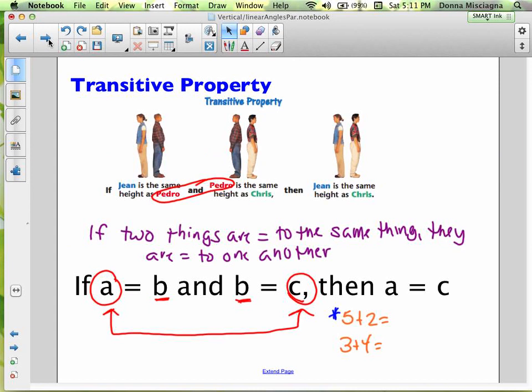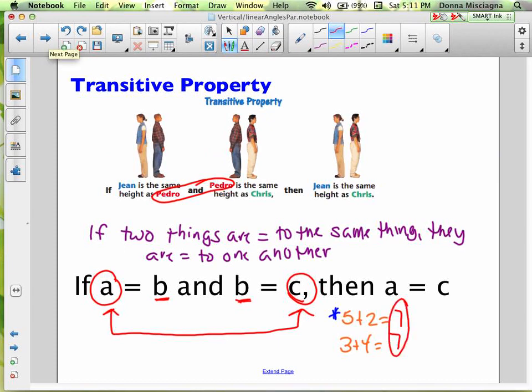Here I have a little example. So 5 plus 2 is equal to 7. And 3 plus 4 is equal to 7. Notice they're both equal to the same thing. Therefore, 5 plus 2 has to be equal to 3 plus 4 using the transitive property. I'm trying to squeeze transitive property here.